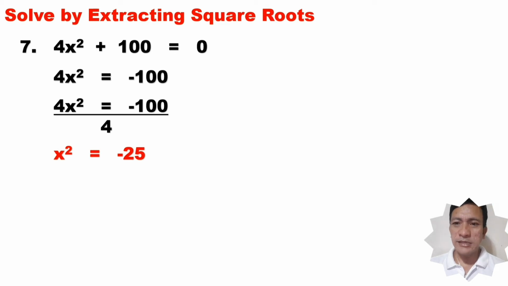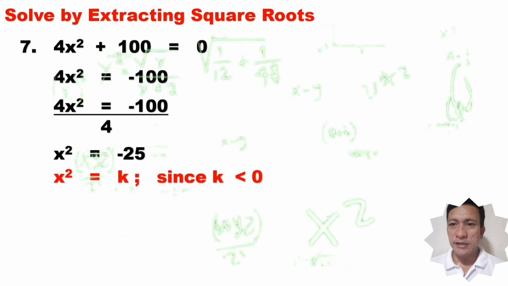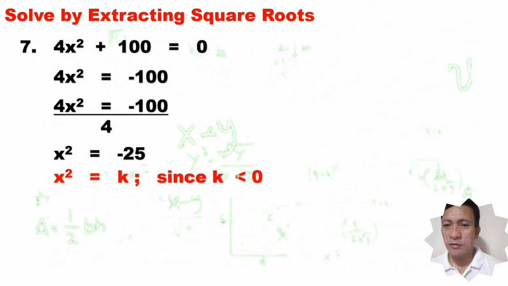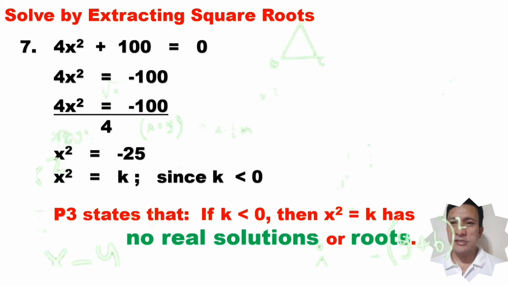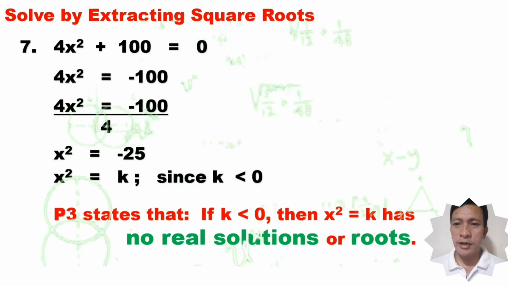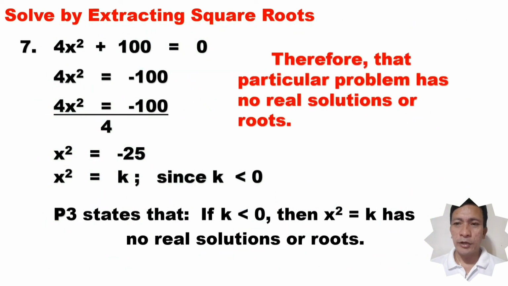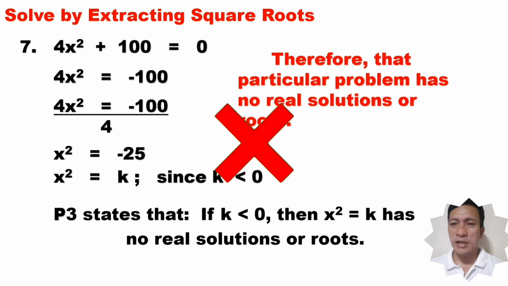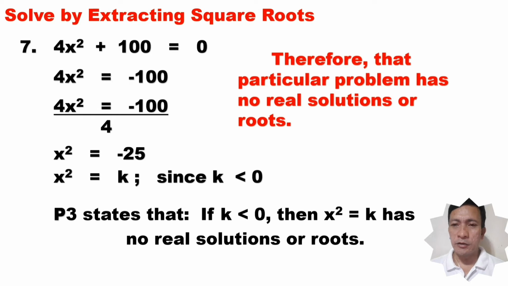This problem is different from the above because the value of k is negative. Since k is less than 0, property number 3 states that if k is less than 0, then x squared equals k has no real solutions or roots. Therefore, that particular problem has no real solutions or roots.